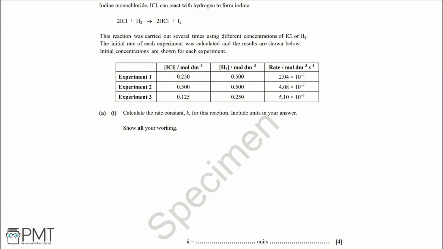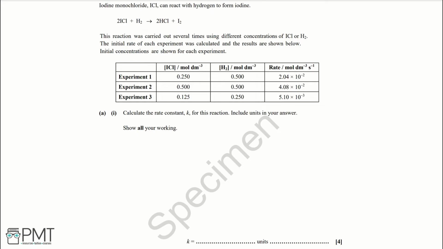Iodine monochloride, ICl, can react with hydrogen to form iodine. This reaction was carried out several times using different concentrations of ICl or H2. The initial rate of each experiment was calculated and the results are shown below. Initial concentrations are shown for each experiment. Part A, Part 1. Calculate the rate constant K for this reaction. Include units in your answer and show all your working.